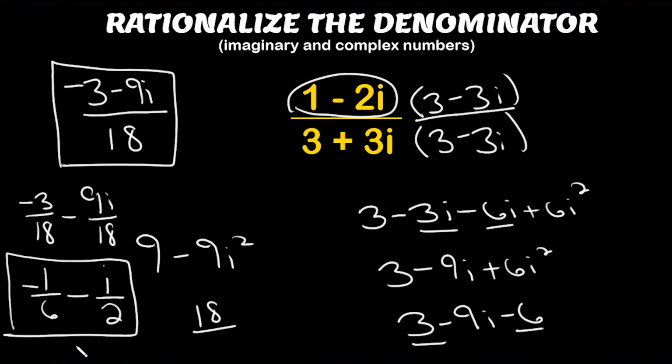So that is how you rationalize the denominator when you have a real or complex number. It's pretty straightforward. Just remember, if you have an imaginary number, all you have to do is multiply by i. But if you have a complex number, you have to multiply by the complex conjugate.